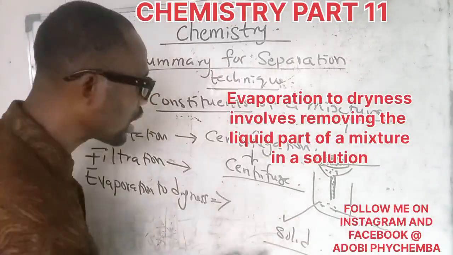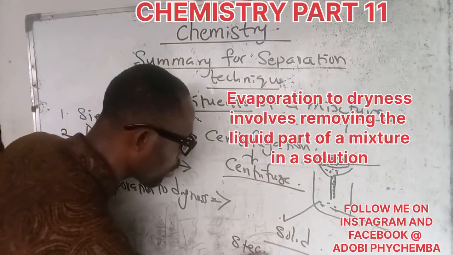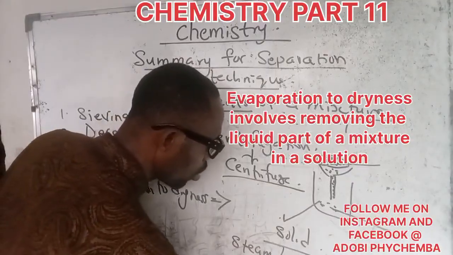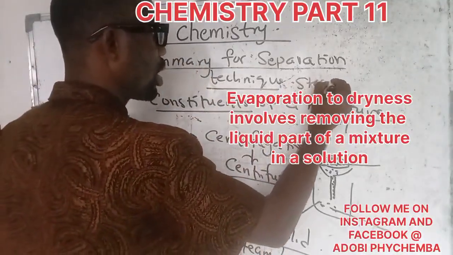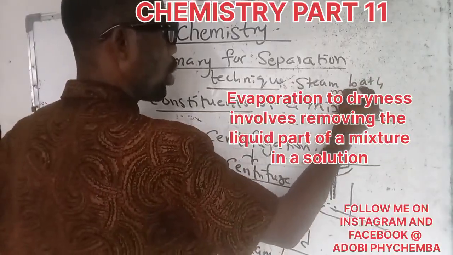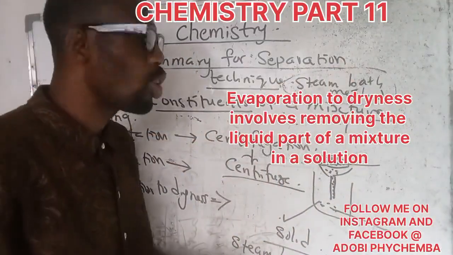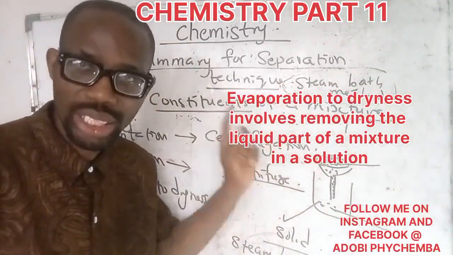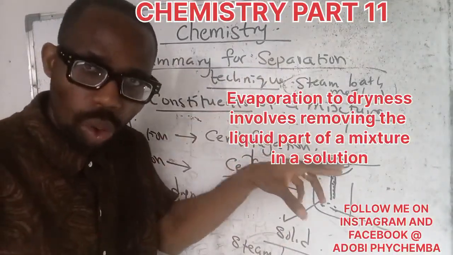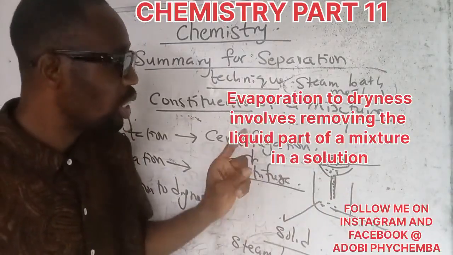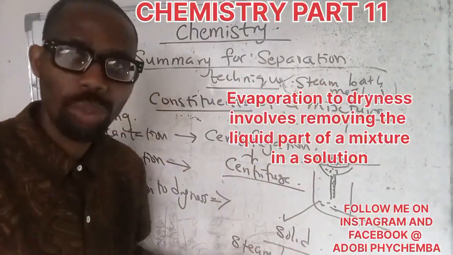We told you that a modified form of evaporation to dryness is what we call the steam bath method. In this case, whatever you're heating, you are no longer heating the salt directly because it can be destroyed on heating. You are heating the test tube in the water. So the heat is directly hitting the water, that's why we call it steam. The vapor coming out from the water is hitting the test tube so that the salt will not be destroyed on heating.